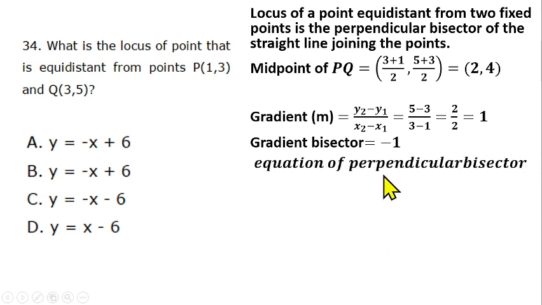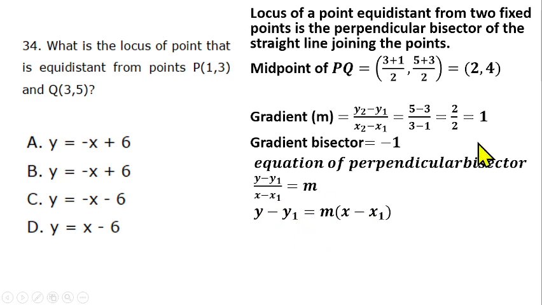So the equation of the perpendicular bisector will now be (y minus y1) over (x minus x1) equals m, which is the formula for finding the equation of a straight line, because the line we are looking for, the line that bisects that line, is a straight line as well. Our x1 is 2, our y1 is 4. When you cross multiply, you have y minus y1 equals m into (x minus x1).